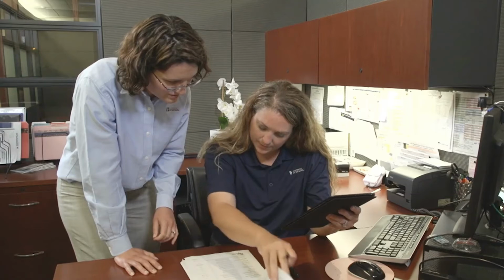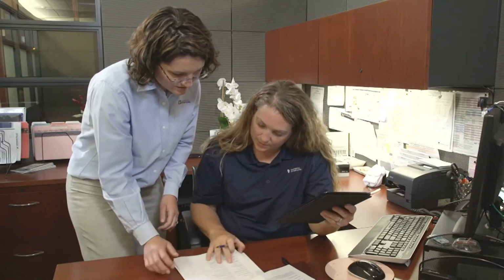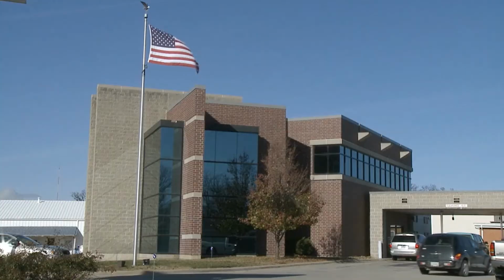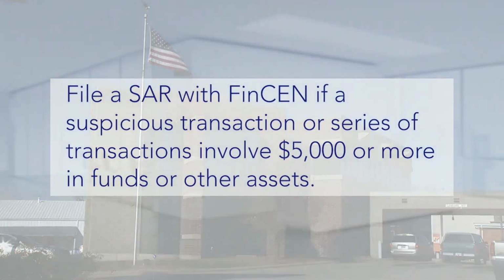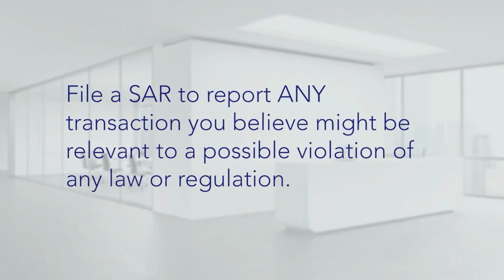Here's what should happen if you suspect criminal activity. Again, report it to your supervisor. Your institution should file a SAR with FinCEN if a suspicious transaction or series of transactions involve $5,000 or more in funds or other assets. You can, in fact, file a SAR to report any transaction you believe might be relevant to a possible violation of any law or regulation.